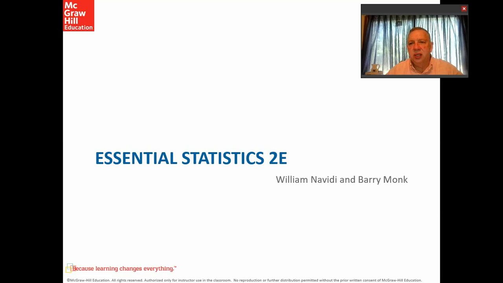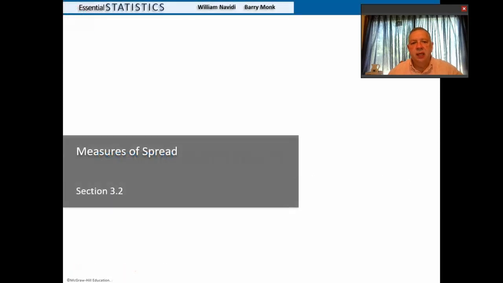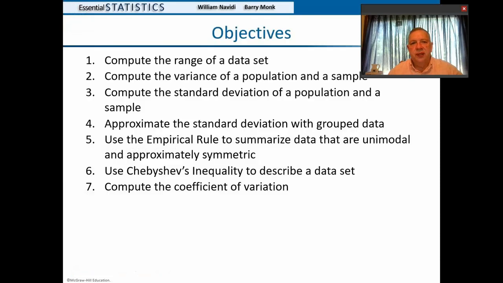We're going to continue our study with Chapter 3 today. Let's get started. We're going to talk about measures of spread, Section 3.2. In Section 3.2, we're going to talk about several things. We're going to talk about what the range of a data set is and how to compute it.